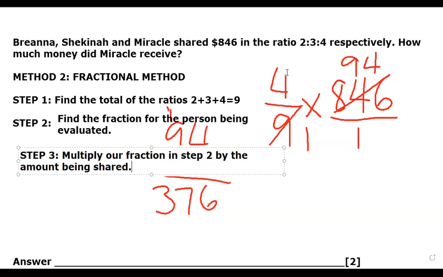Okay, and that's what we did. We found our fraction here, 4 out of 9. We multiplied it by the total amount being shared, our 846. And we ended up with 376. That's how much Miracle got. But remember what we did with the last method where we wanted to check, right? Because we want to make sure that nobody was shortchanged. Everybody got the fair and equal amount that they should have gotten out of this money, right?